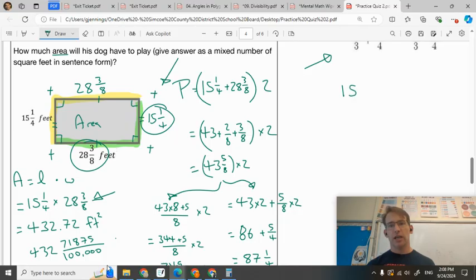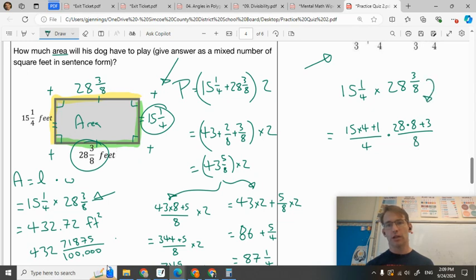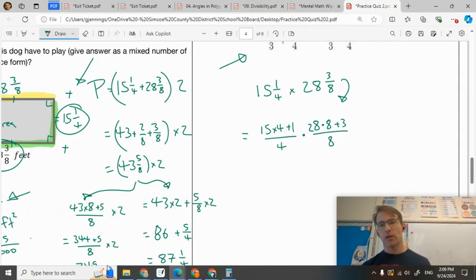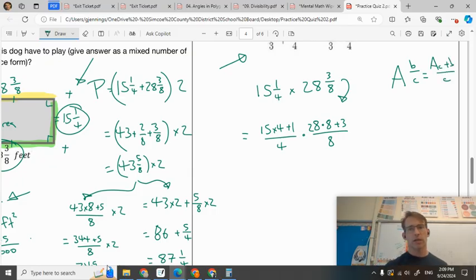Okay, so 15 and a quarter multiplied by 28 and 3/8. So I convert both of them to improper fractions first. This is 15 times 4, that's the number of holes, plus 1 over 4 multiplied by 28 times 8 plus 3 over 8. This is my little formula to convert a mixed number to an improper fraction. If I have A and B over C, that's equal to AC plus B over C. That's your little formula. This multiplied by that plus that over that.